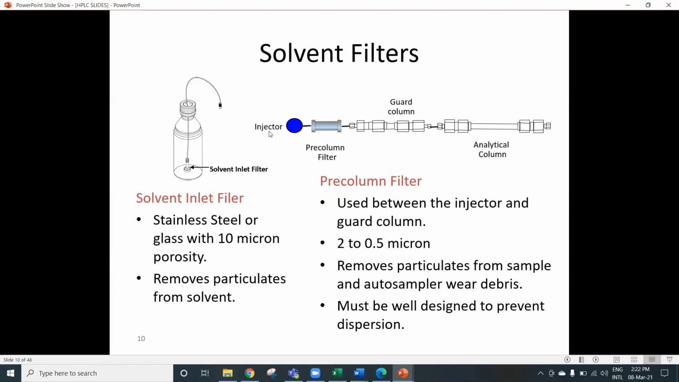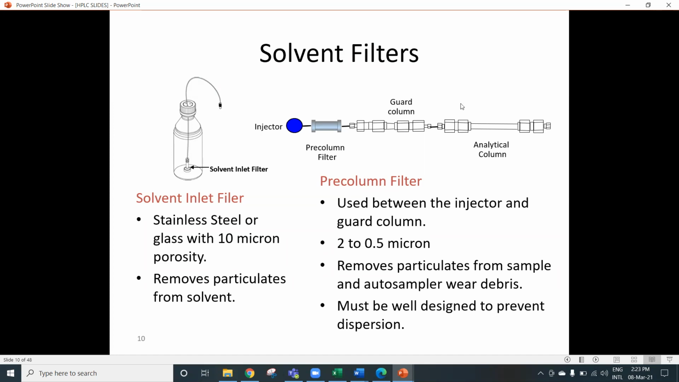And also, when your sample is injected, you have what we call the pre-column filter. Whatever escapes here and goes into the injector is also trapped in the pre-column filter. And after the pre-column filter, you have what we call the guard column. The guard column is similar to your analytical column; it also removes any unwanted material before you get into your analytical column where the separation takes place.